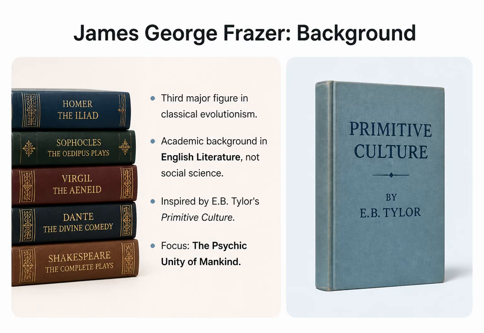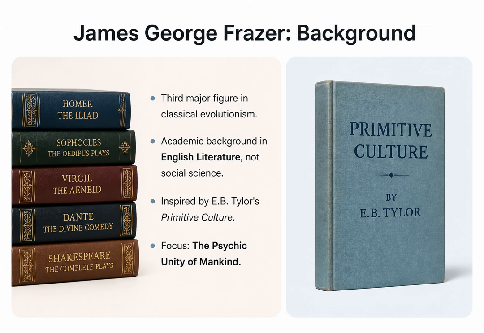We turn our attention now to James George Frazer, the third major figure in classical evolutionism. Frazer was a hardcore follower of E.B. Tylor, but his academic roots were quite different. He was trained as a literary scholar in English literature, not as a social scientist. This literary background profoundly shaped his anthropological writing.